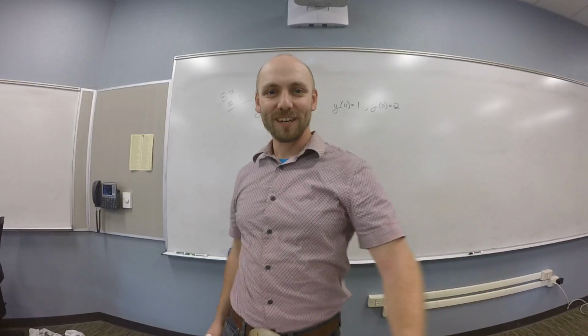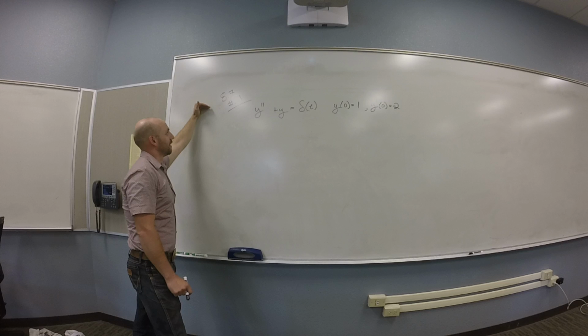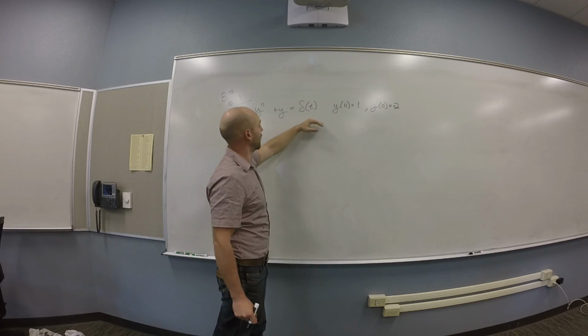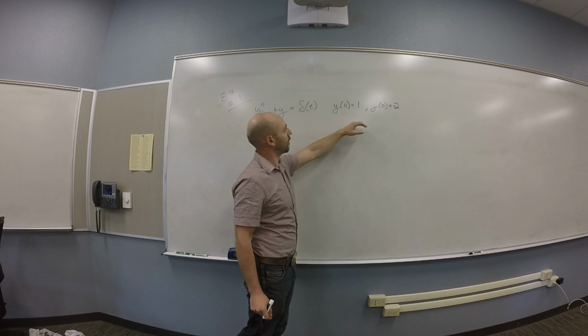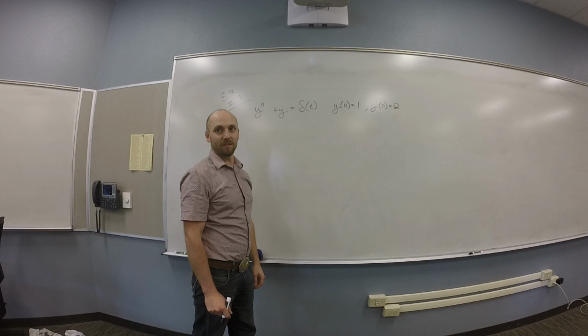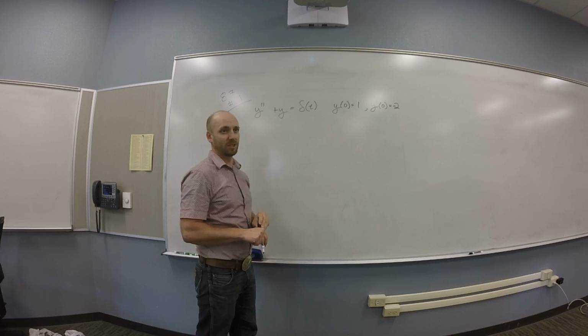It's like a problem I assigned. Okay, so for number 21 in 8.7, they have y double prime plus y equals delta t, and y of 0 is 1, and y prime of 0 is minus 2. Right? Okay, so first things first. What do you do?